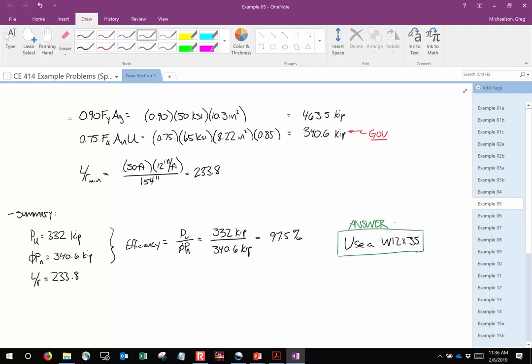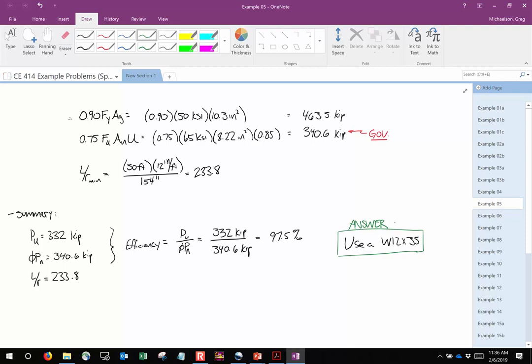Are there any questions about this problem? This is important. Like, this is steel design. What if it didn't work? What if it was over 100%? What if this didn't work? What would you do? Go to the next one. So we're on a W12 by 35, so what is the next one? Is it a W12 by 40? So analyze the W12 by 40.